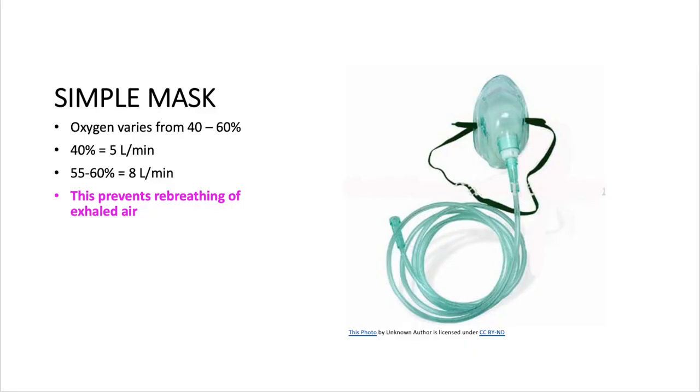Moving on to simple mask. This has a mask that fits over the nose and the mouth and has holes on the side of the mask referred to as exhalation ports to allow for exhalation of air to prevent suffocation. The range of oxygen can range anywhere from 40 to 60%. The minimum flow rate is 40%, which equals about 5 liters per minute, or 55 to 60% would equal 8 liters per minute. This mode is delivered temporarily after surgery, while in recovery, or when there is a rapid change in patient's oxygenation.